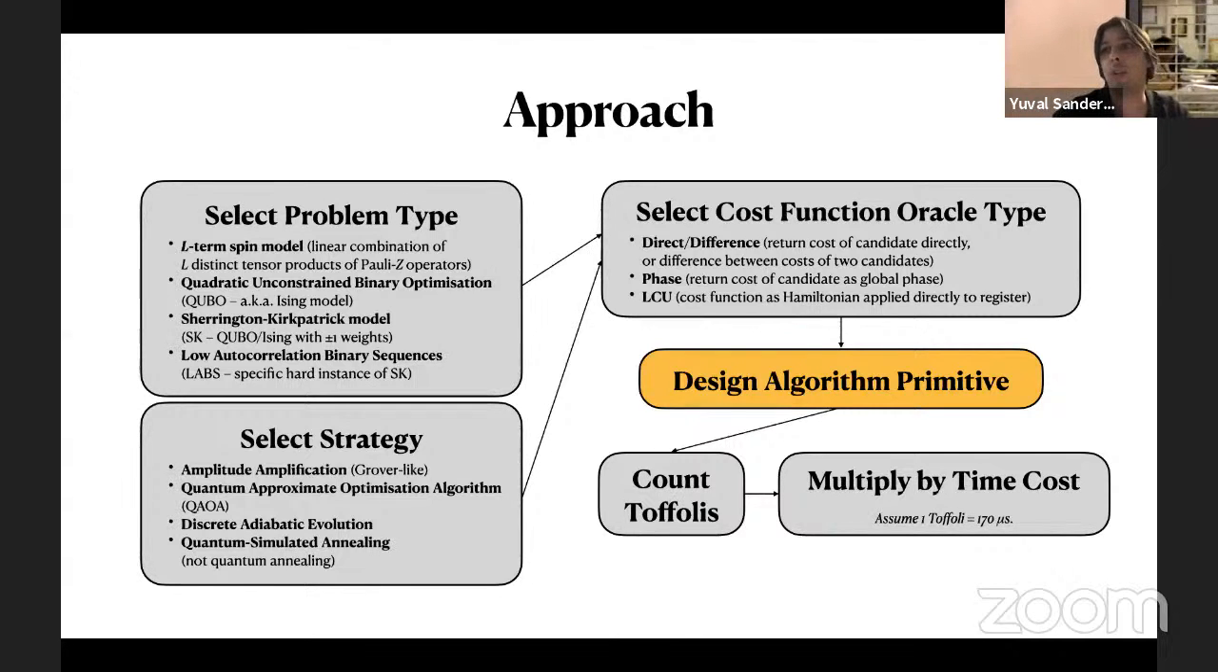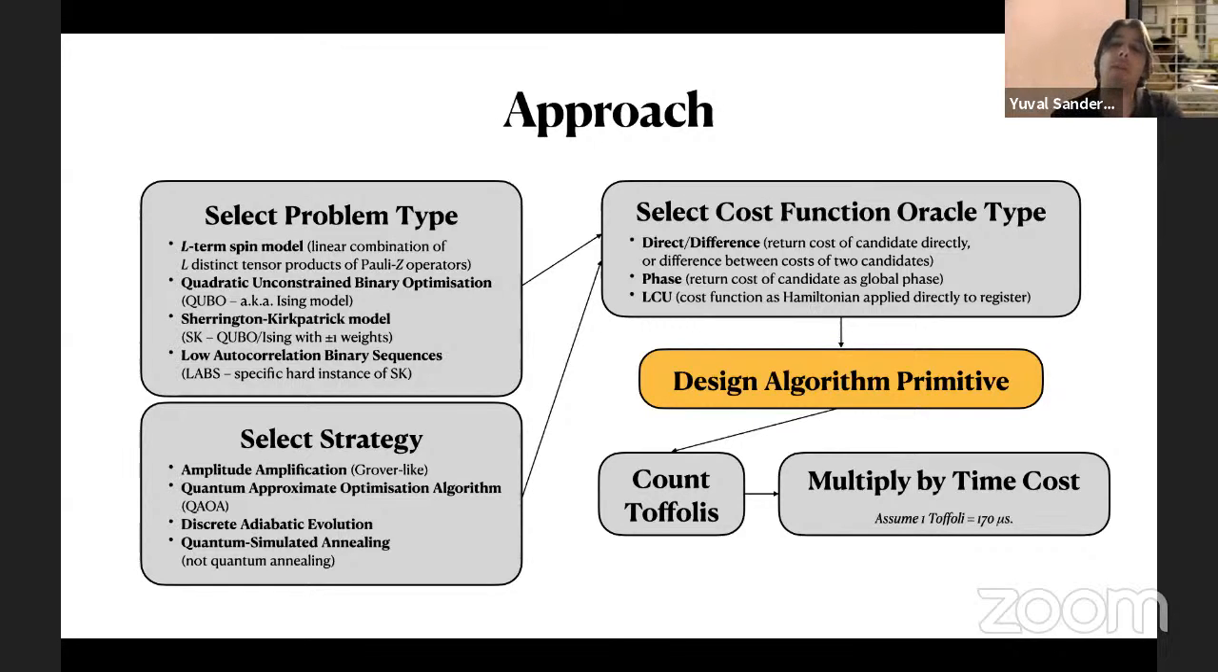And the way that you implement non-unitary operations on a register is essentially by measuring and post-selecting. And there's quite a lot of clever techniques to do this. So once we've identified those, the cost function that we're using, having already chosen the problem type and the strategy, then we can get down to design the algorithm primitive, and that's where a lot of the work in this paper really is.